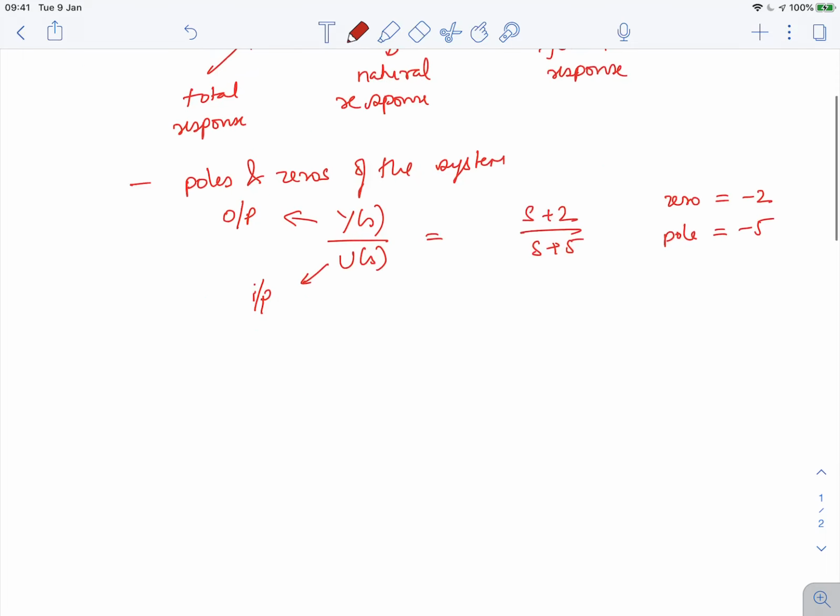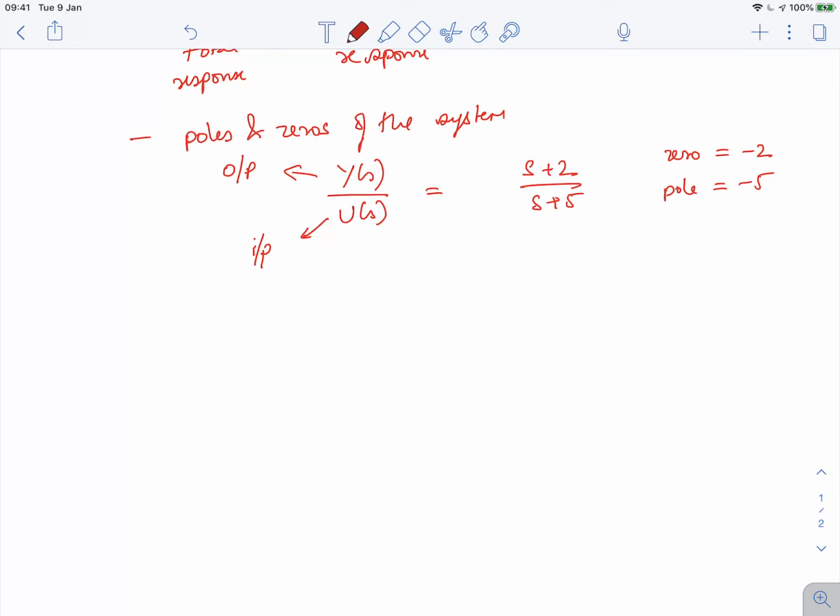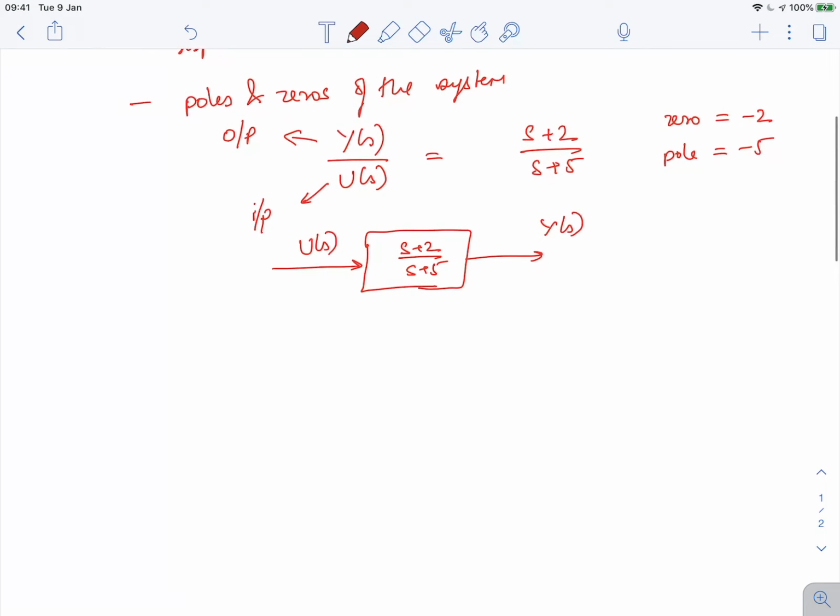Now let's say I want to compute, let's put it into the block diagram, s plus 2 over s plus 5, with some input u of s, taking some output y of s. Okay, now we want to see the response y in the time domain for u of t as a step signal, and whatever response I obtain, y of t, we call it the step response.